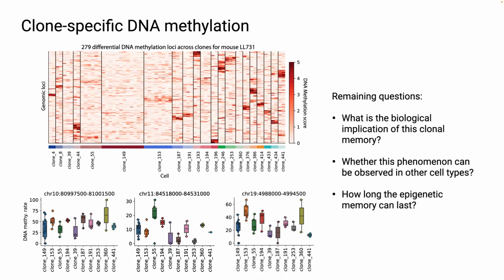Our remaining questions are, first, what is the biological implication of this clonal memory? Second, whether this phenomenon can be observed in other cell types. Remember that our study is only for HSCs. The last question is how long this epigenetic memory can last. Currently, by 2 months, we can still see a very strong memory. But how about 1 year?